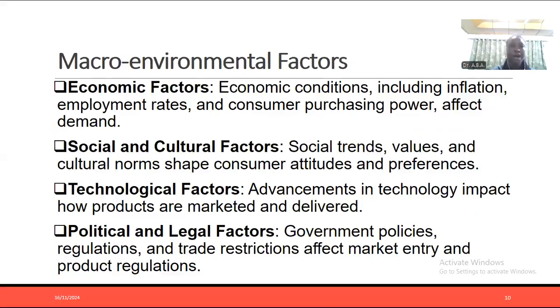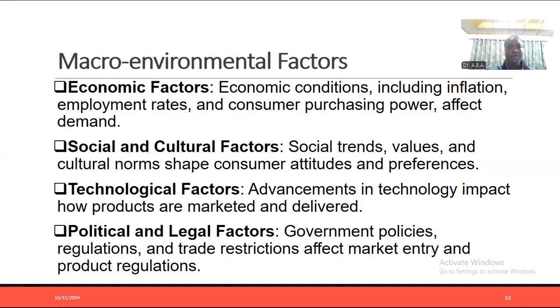Then we look at the macro environmental factors. For the macro environmental factors, we can have the economic factors, social and cultural factors, technological factors, and then political and legal factors. The economic factors include factors like inflation, employment rates, the consumer's purchasing power, and things related to the economy within the country where the business is operating. You will notice that these factors have an influence on how marketing is done for a particular product.